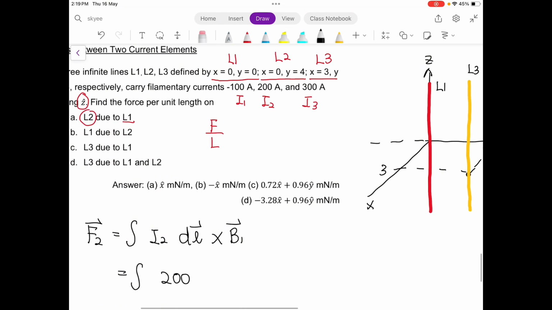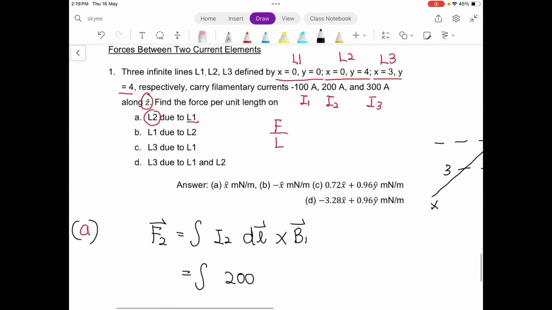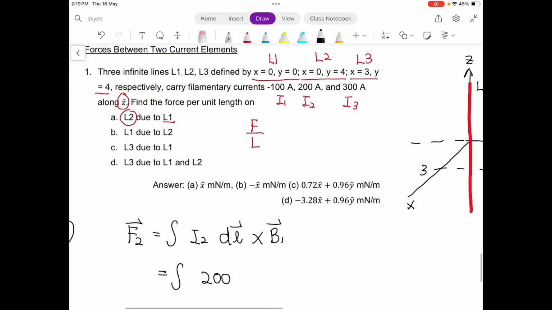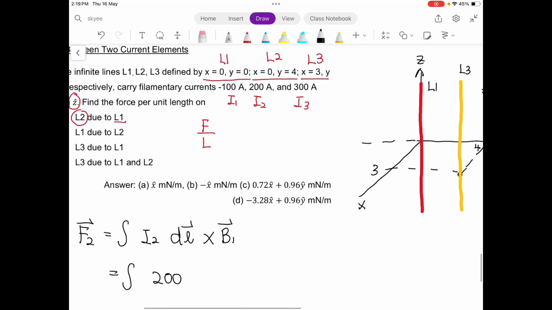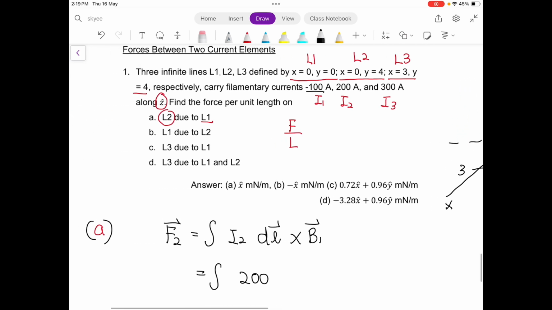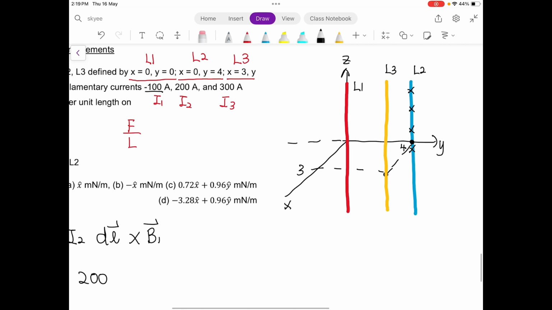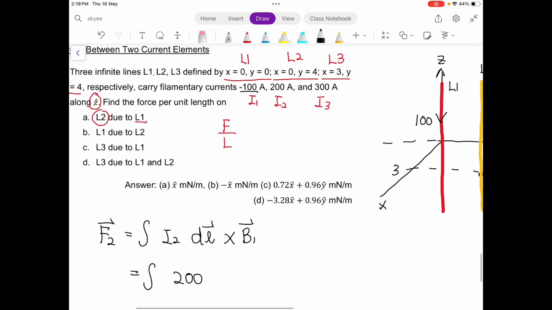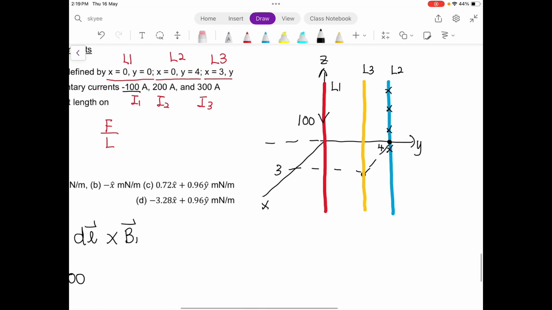Okay, so the currents. Current for I1 is negative 100 Z, meaning that it is going down. Okay, 100. I2 is 200, and I3 is 300.